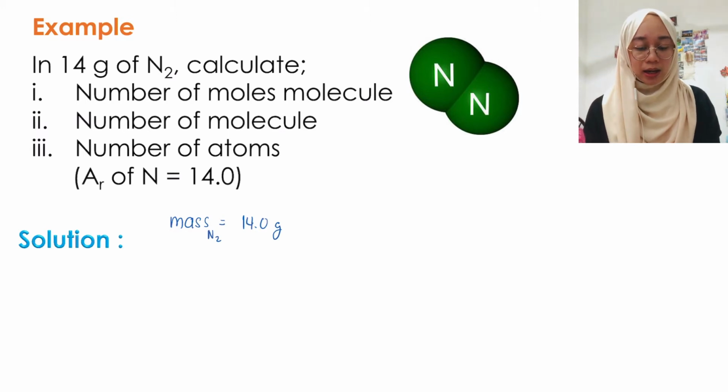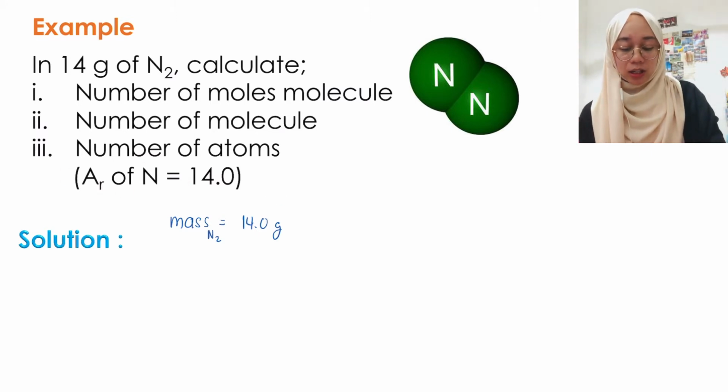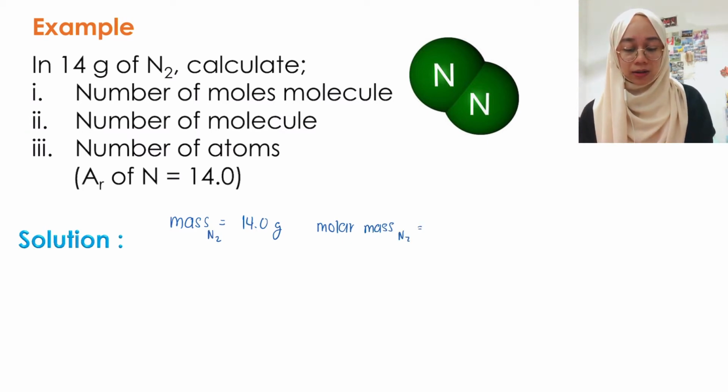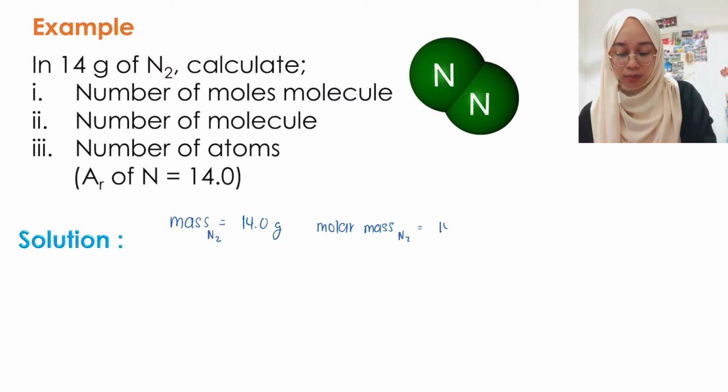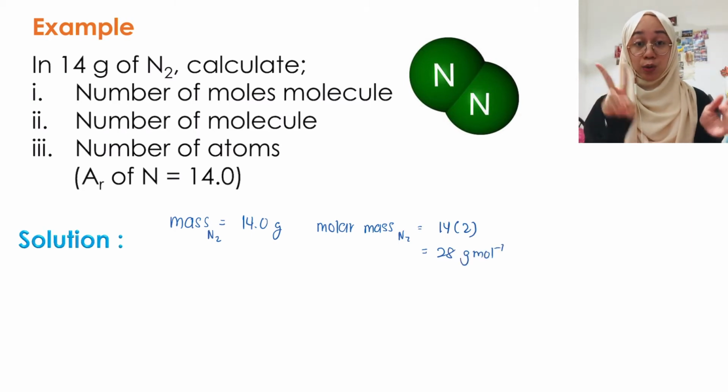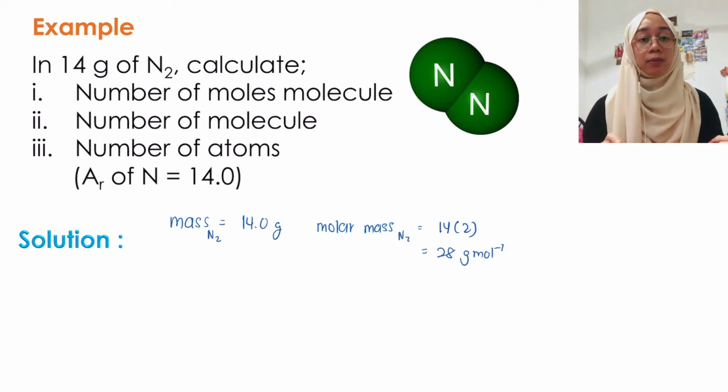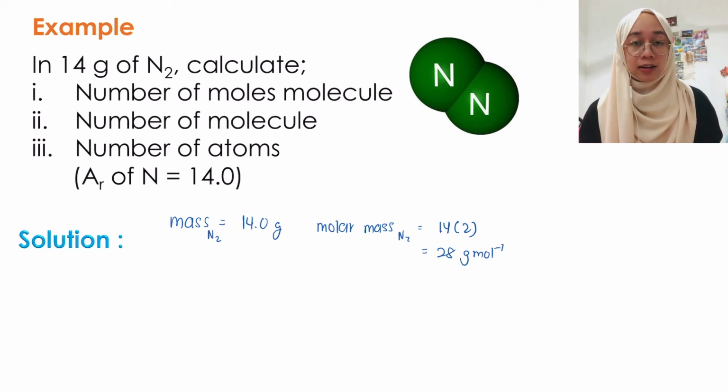Okay, and then what you also be needing is molar mass, and given to you the relative atomic mass of nitrogen dah. So boleh kira lah, so molar mass nitrogen gas adalah bersamaan dengan so kita ada 2 nitrogen kan, so kamu boleh letak 14 darab 2, therefore dia adalah 28 gram per mole. Okay, so 2 info tu kamu dah diberi dah. So now kita boleh pergi kepada number of moles of molecules.